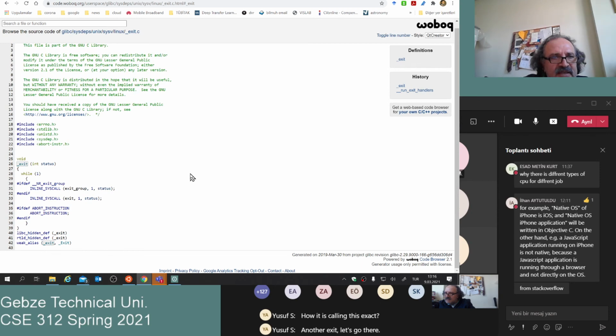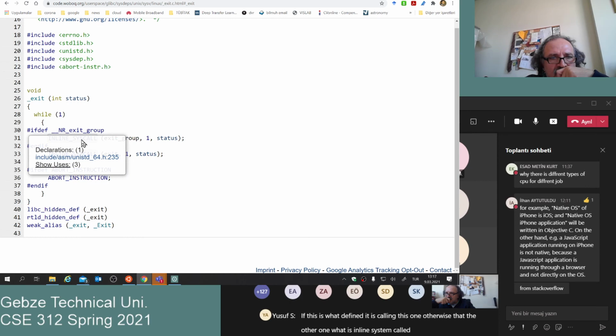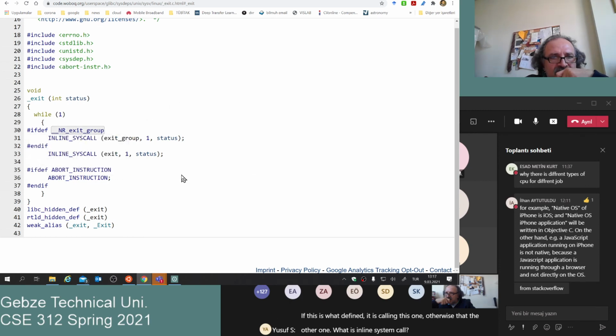Okay, this is exit while one. See, this exit is making a system call. If this one is defined, it is calling this one, otherwise the other one. What is inline system call? Okay, let me try to find that inline system call. Where is it?